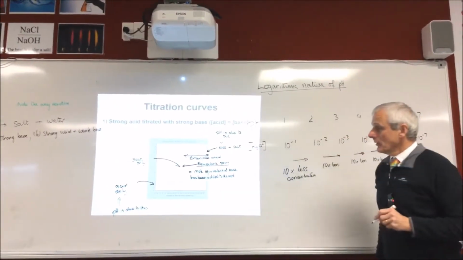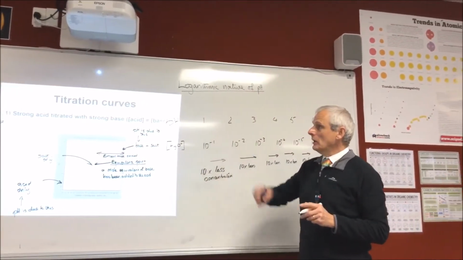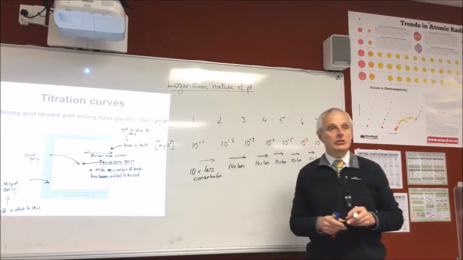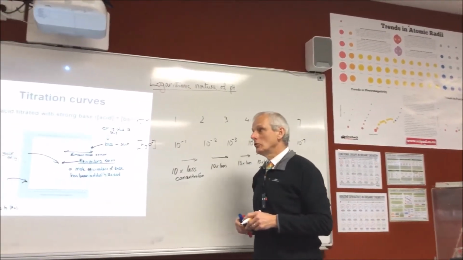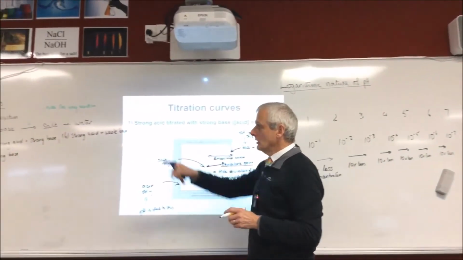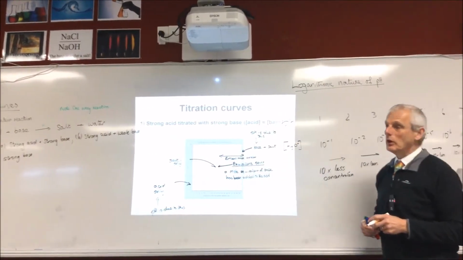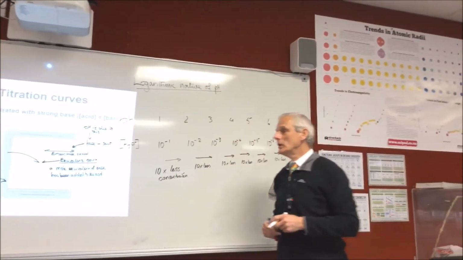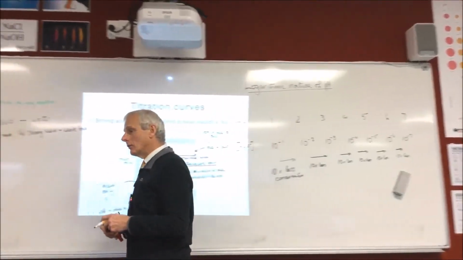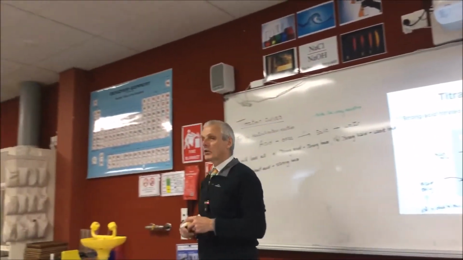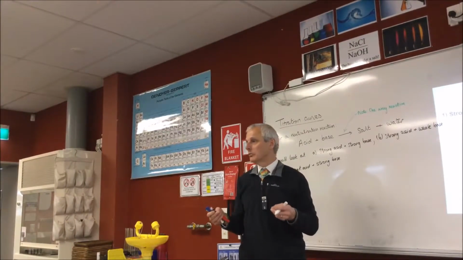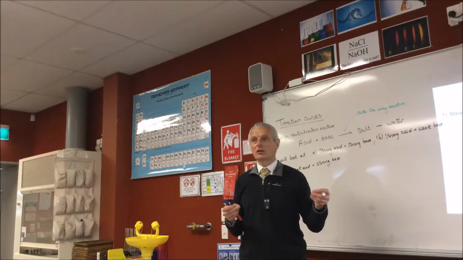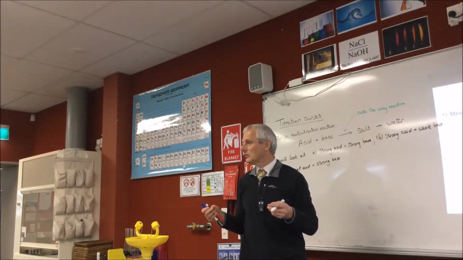Now, because we're adding a strong base to a strong acid, in the neutralization reaction, which we've put the equation for there, we're forming the conjugate base of the strong acid and the conjugate acid of the strong base. What can we say about both of those two conjugates, because they're coming from a strong acid and a strong base?